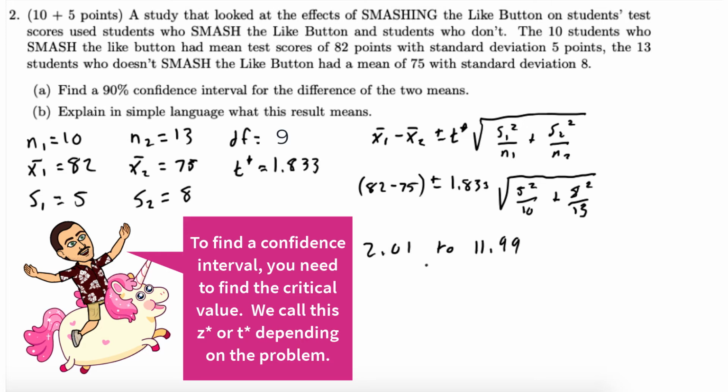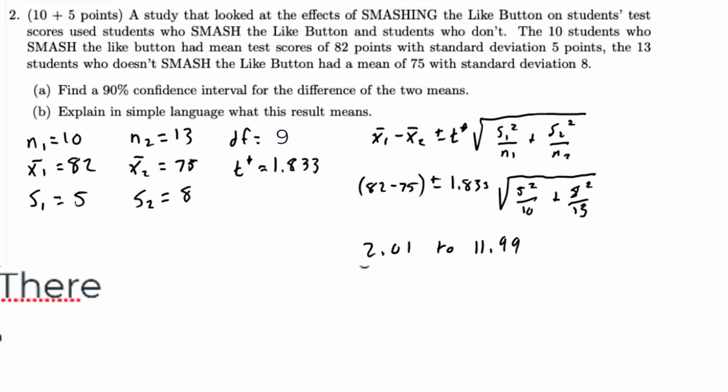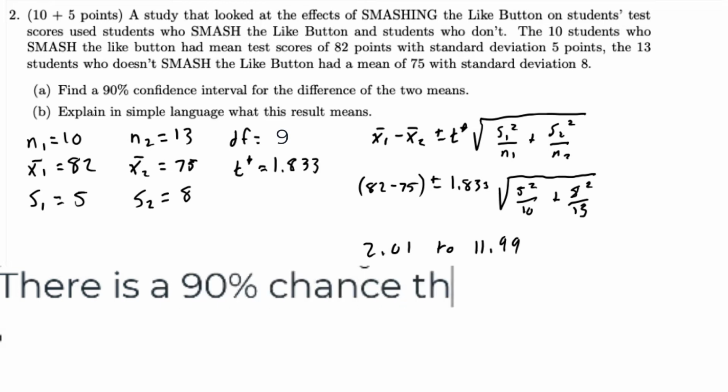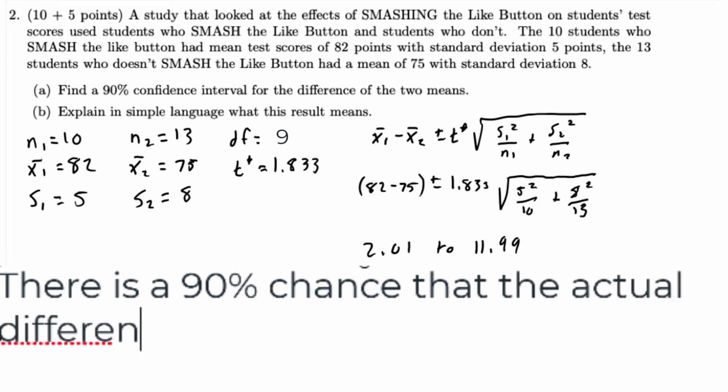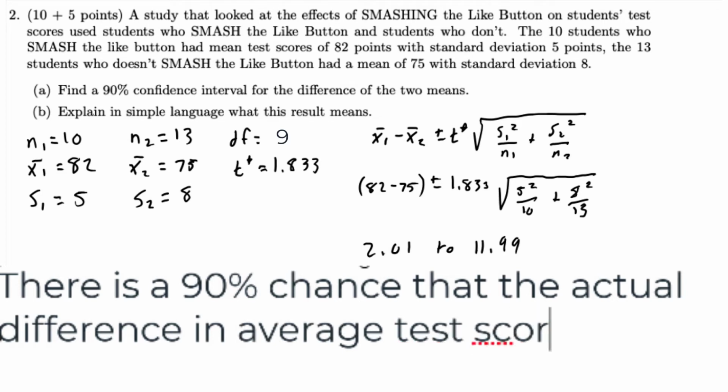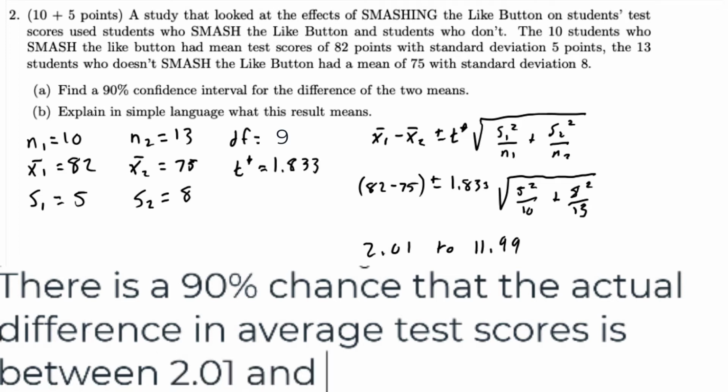And evaluating with the calculator, we get 2.01 to 11.99. So what does this mean? It means there is a 90% chance, or we're 90% confident, that the actual difference in average test score is between 2.01 and 11.99 points.